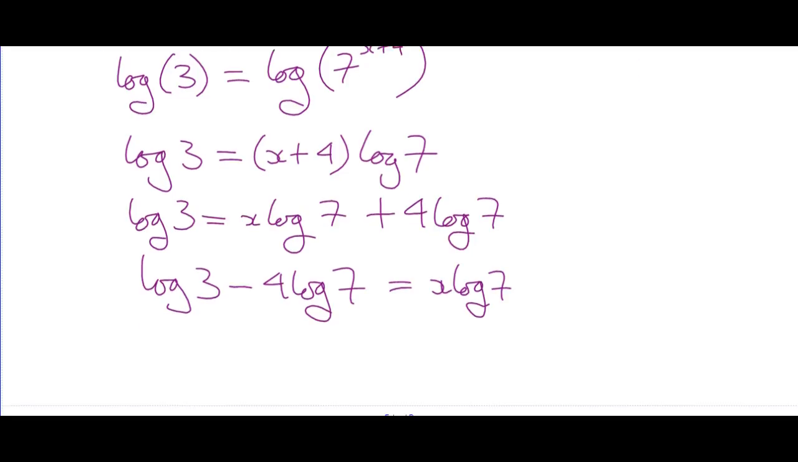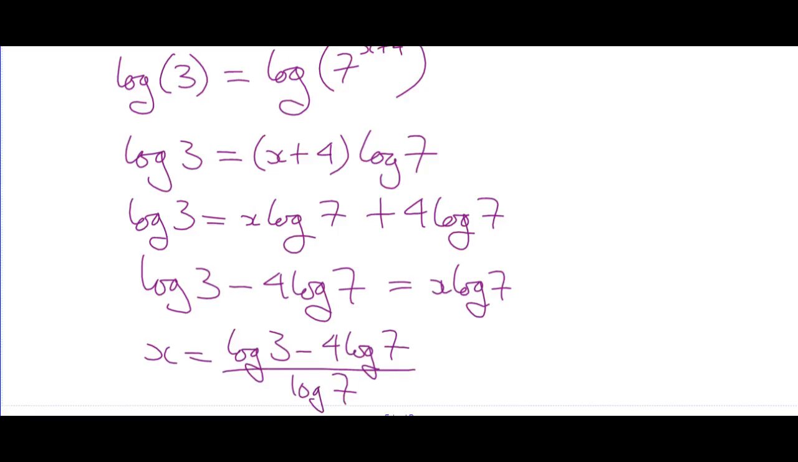Now we haven't quite isolated the x. In order to do that, what have we got to do? Divide both sides by log 7. So then we can write x is equal to log 3 minus 4 log 7 all over log 7. So that's an exact value, right? Log 3 minus 4 log 7 over log 7.